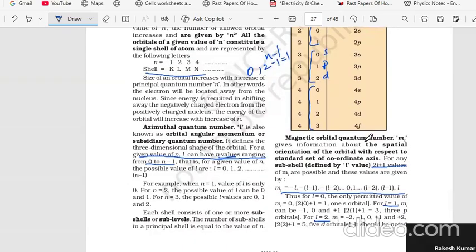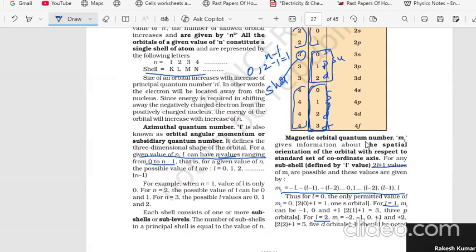The other thing, the magnetic quantum number: just notice that whatever the number of the shell, you will have the same number of subshells. Like if there are two shells, there will be two subshells. If there are four shells, there will be four subshells: S, P, D, F.